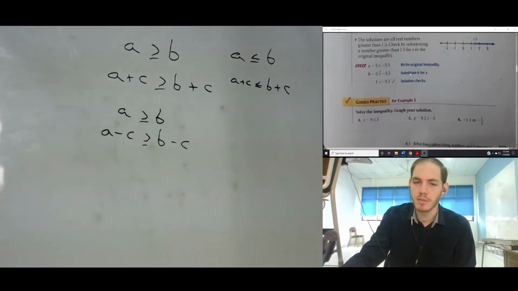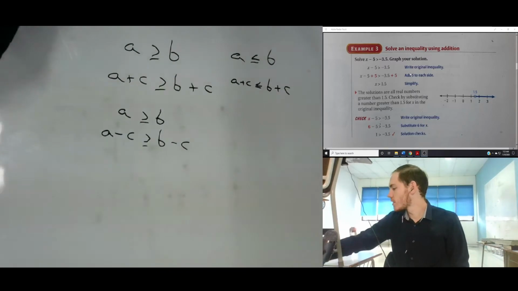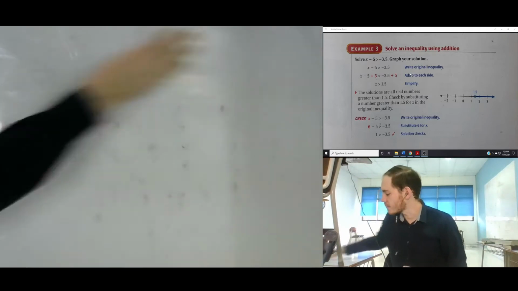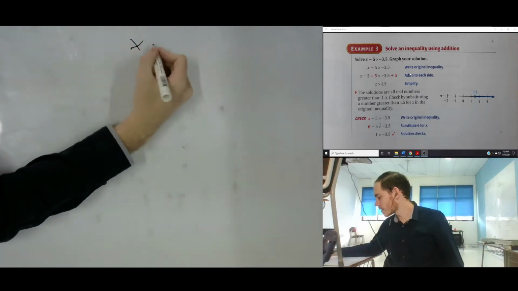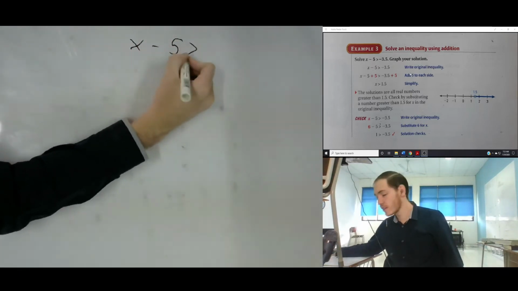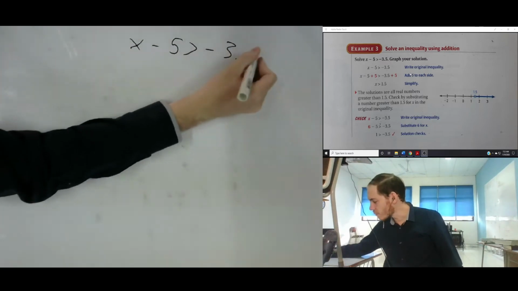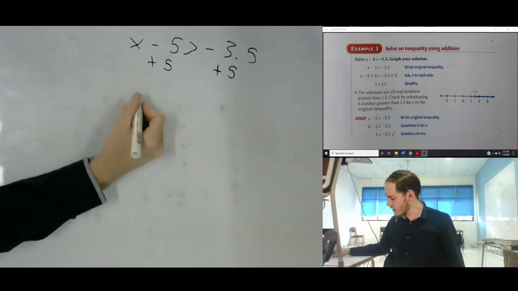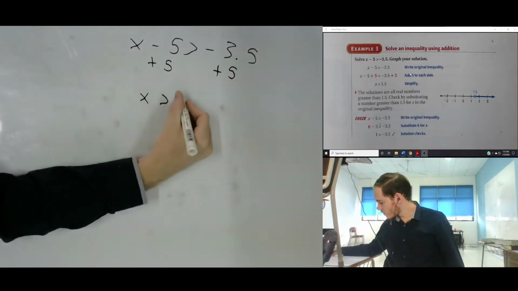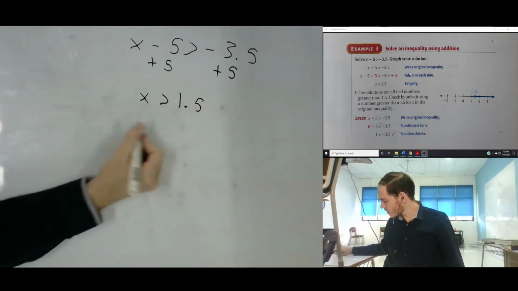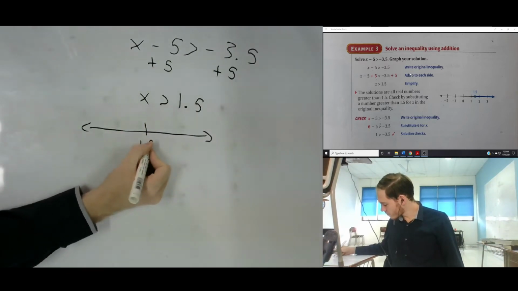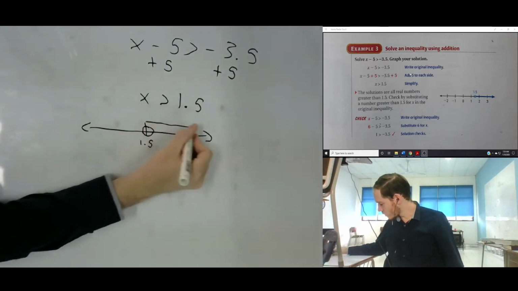It's going to be the same thing with subtraction, but I combine them. So, addition and subtraction, equivalent. If you add or subtract the same number on both sides, the inequality stays the same. x minus 5 is greater than negative 3.5. So what would you do? You would add 5 to both sides. So that 5 cancels. So you have x is greater than 1.5. Graphing this, you get 1.5 right here. Open circle to the right.